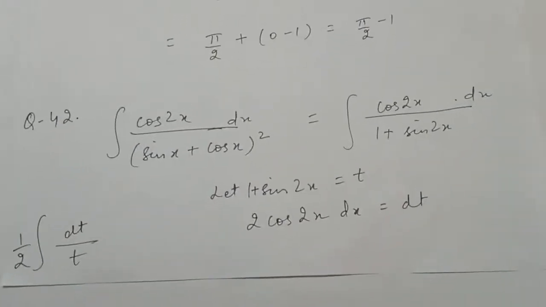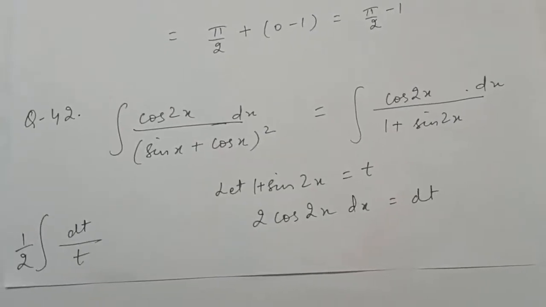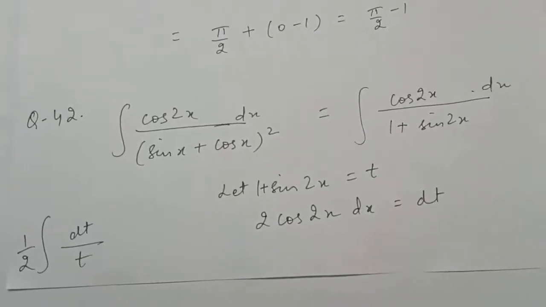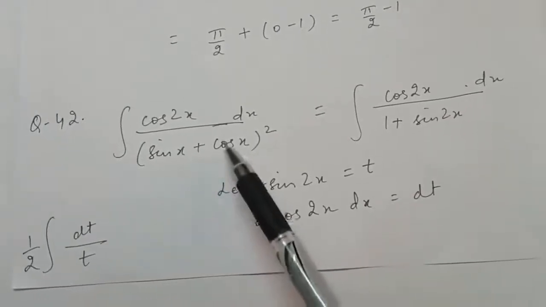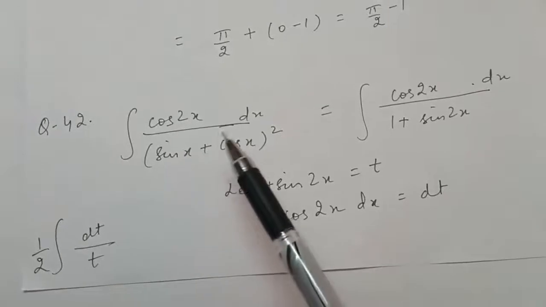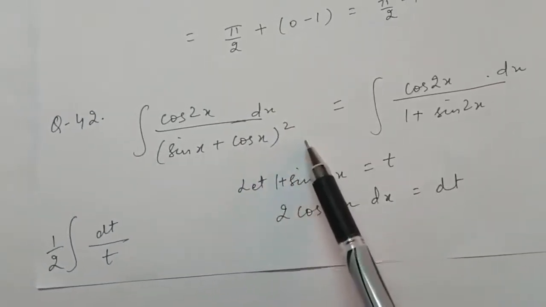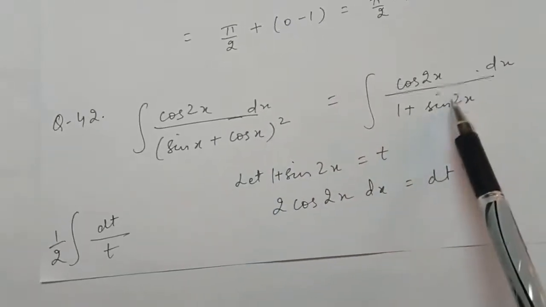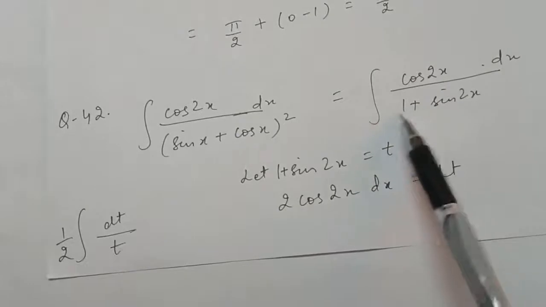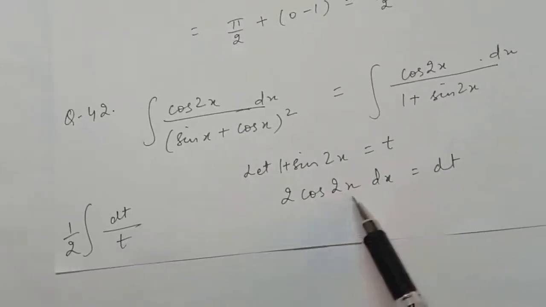Question number 42 is very easy. This is integral of cos 2x upon sin x plus cos x whole square. Now see, in this denominator, when you open the square, it will be sin square x plus cos square x, which is 1, plus 2 sin x into cos x, and 2 sin x into cos x is sin 2x. Now let this complete denominator equal t, then you will get 2 into cos 2x into dx equal to dt, right?